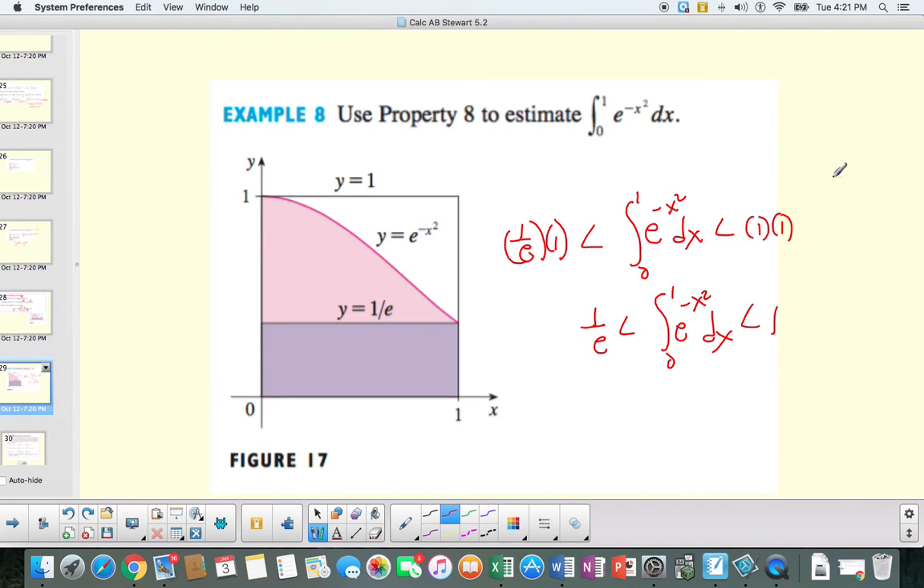Okay, and that's going to help us find this integral. This integral, we can't find the exact area, but we can see what it's between. Its maximum y value is 1, and the width is 1. And the smallest y value is 1 over e, times the width of 1. So I know this integral, even though I can't evaluate it, lies between 1 over e and 1.